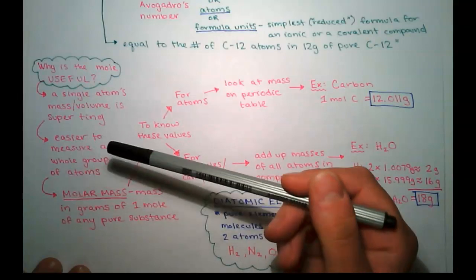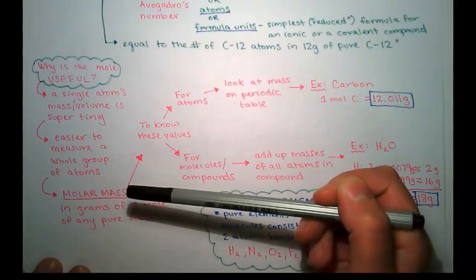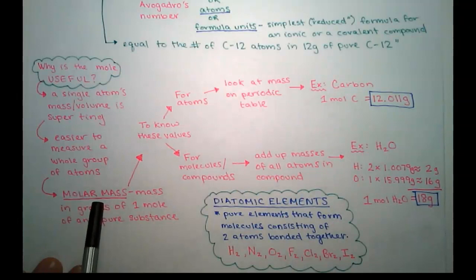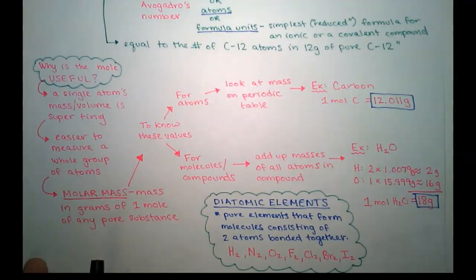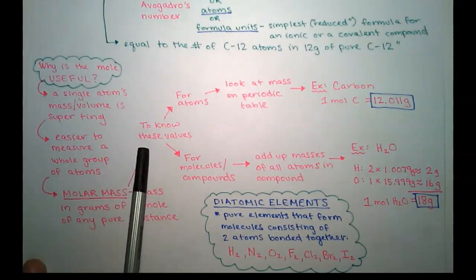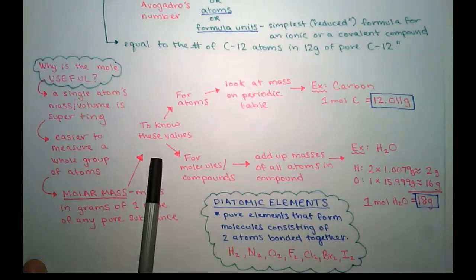And instead of measuring the mass of 1 atom or 1 molecule, we measure the mass or the volume of 1 mole of particles. And we call that value, for mass at least, the molar mass. The molar mass is just the mass in grams of 1 mole of any pure substance. Pure substances can be molecules, or atoms, or elements, or compounds, so any pure substance. So it's really important that we know the mass of a mole so that we can make conversion factors and perform conversions between moles and particles.